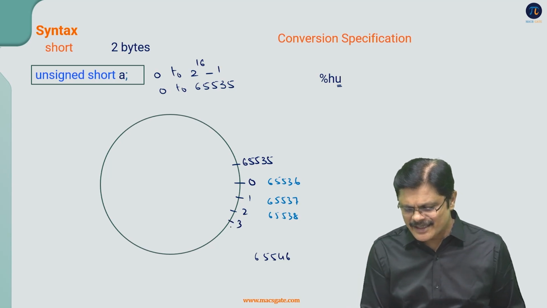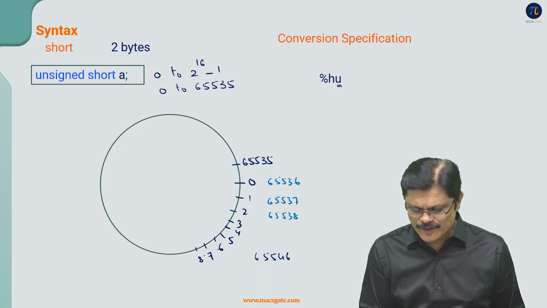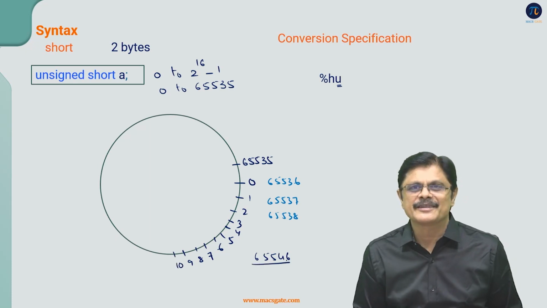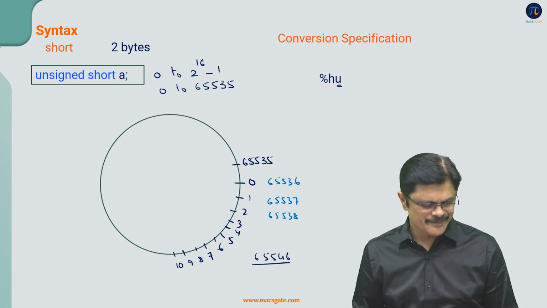This is 39, this is 40, this is 41, this is 42, this is 43, this is 44, this is 45, and this is 46. So 10 is printed. 65546, 10 is printed. Like that. You can easily verify like this. Hope you understand.